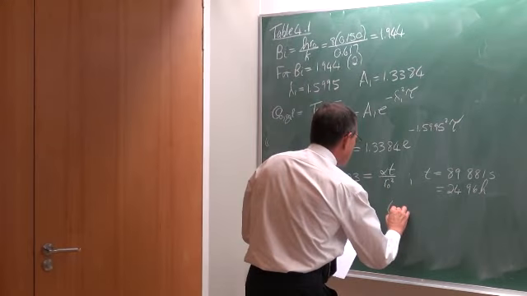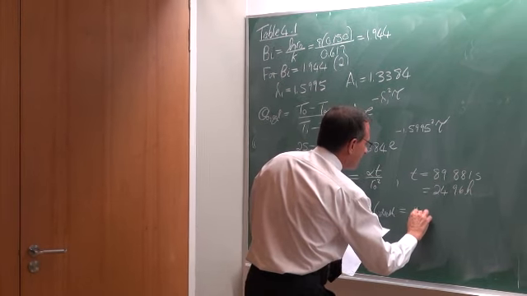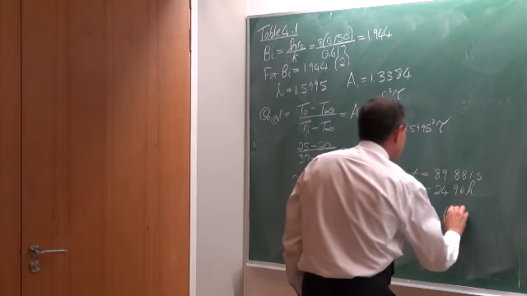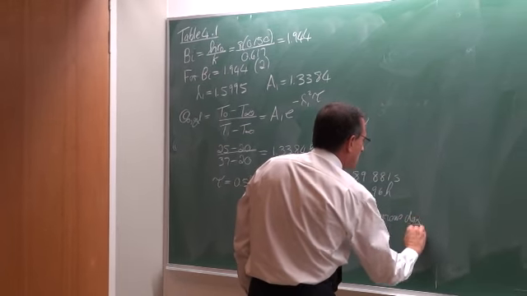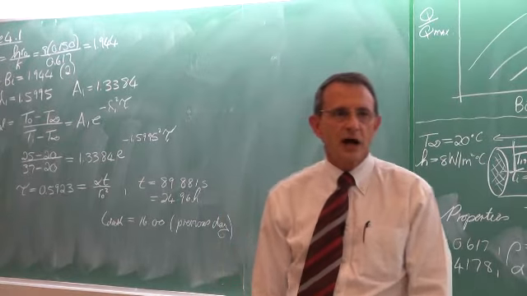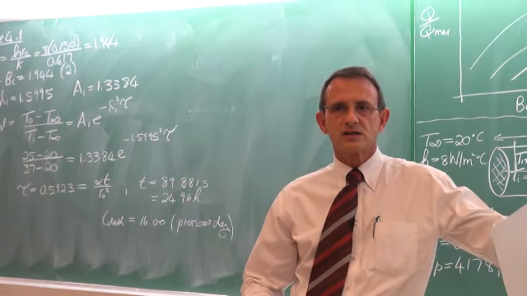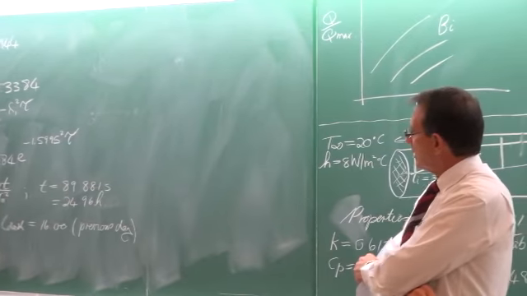So the time of death is the previous day at 1600 hours. Remember, the body was found at 1700 hours, so it's 25 hours before that, so it's the previous day at 1600 hours.